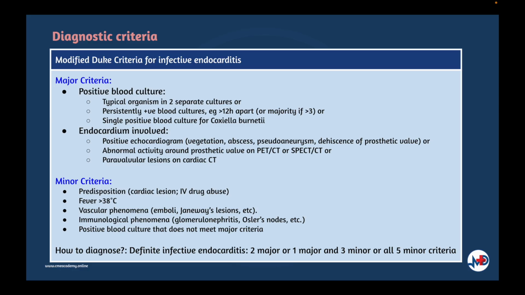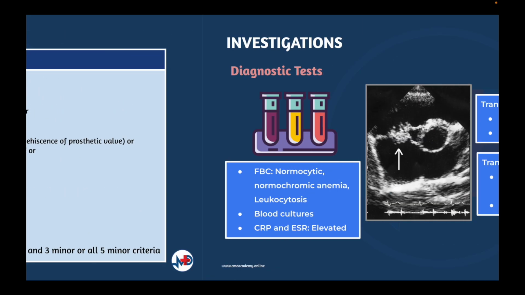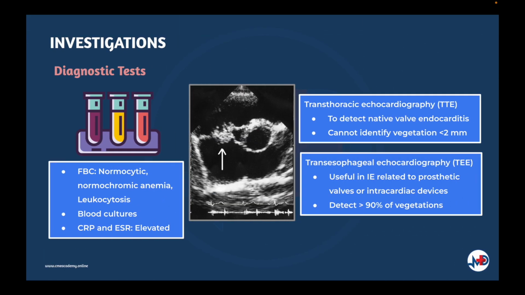The criteria is made up of major and minor criteria, where to make a definitive diagnosis, you will need 2 major or 1 major and 3 minor or 5 minor criteria. Lab investigations that can be used in diagnosis are full blood count to look for normocytic normochromic anemia, leukocytosis with left shift, blood cultures to identify the organisms, as well as inflammatory markers such as C-reactive protein and erythrocyte sedimentation rate, which are usually elevated in the case of endocarditis.